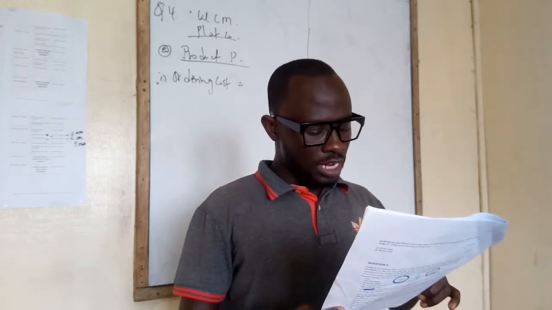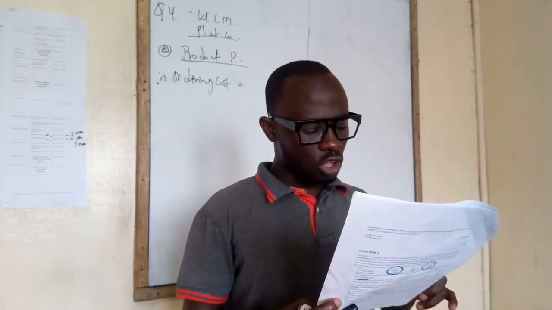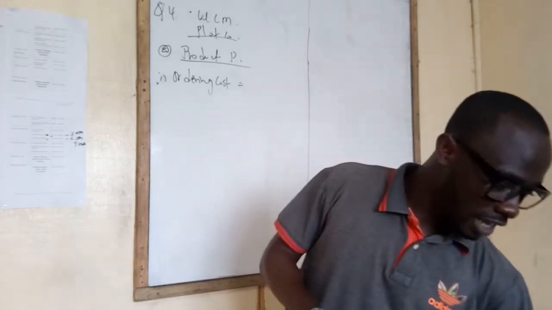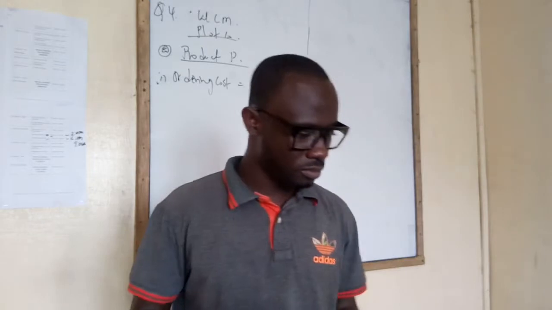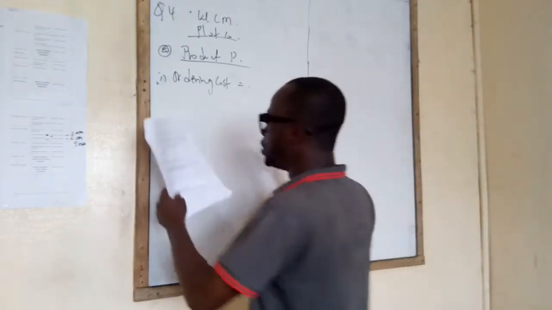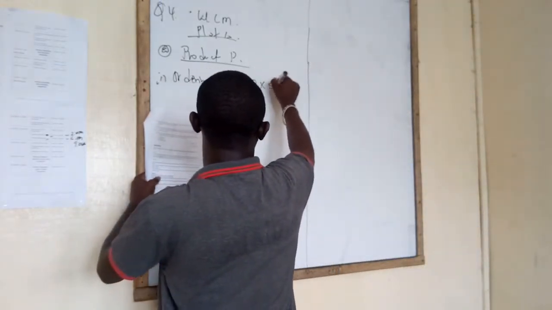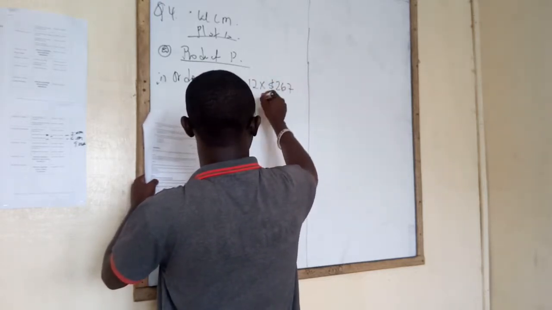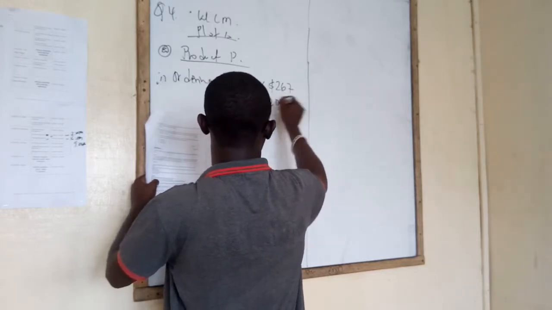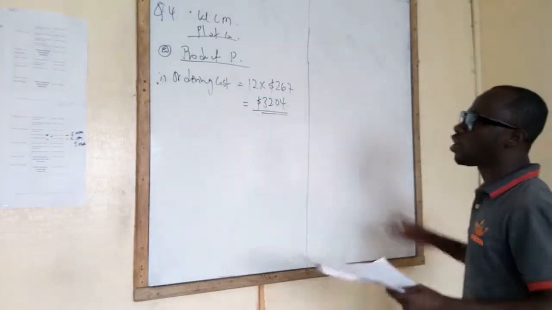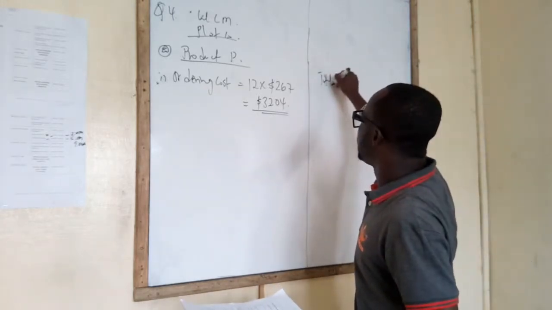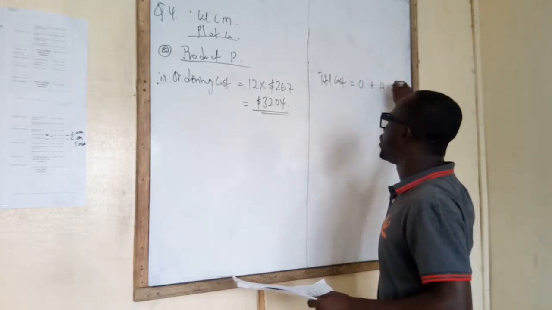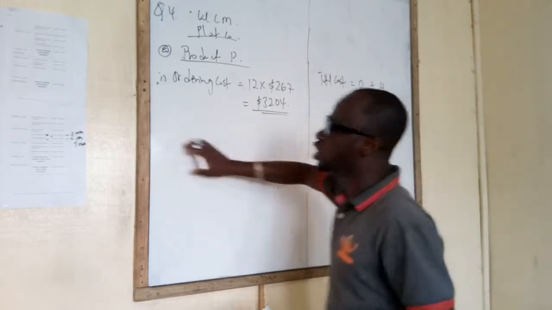Now, the total cost of the current ordering policy. So, what do we say was the current ordering policy? Every month. So, 12 months times how much? 267. What do we have? 3204. So that's the ordering cost. But you know, we are calculating total cost, and total cost is ordering cost plus what? Holding cost. So we need to get a holding cost concept.